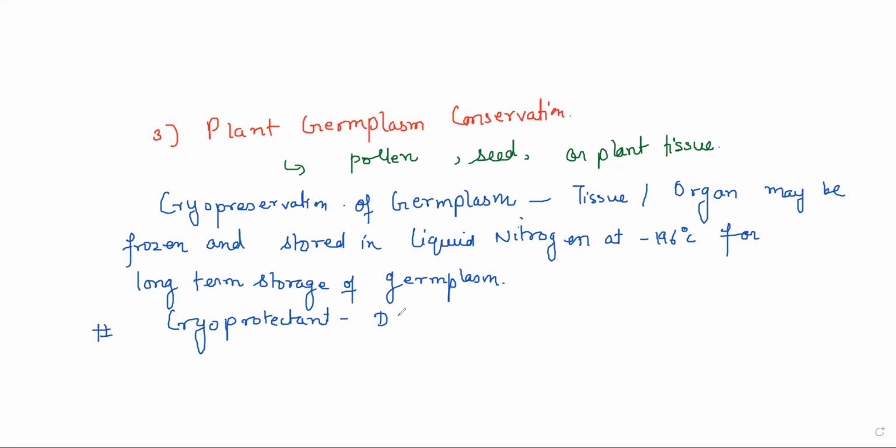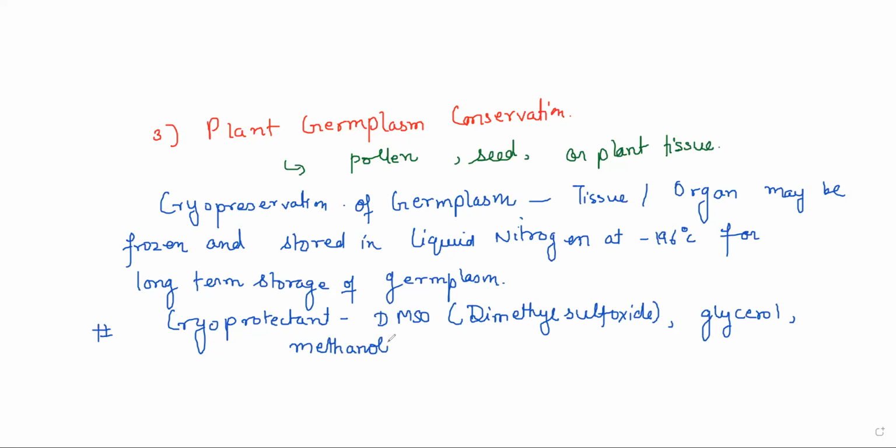A cryoprotectant like DMSO. Now what is DMSO? It is dimethyl sulfoxide. These are certain examples of the cryoprotectant. So I'm giving you DMSO, then there is glycerol, then methanol. They are used to protect the cells from injury due to freezing, right? So I hope this is clear.